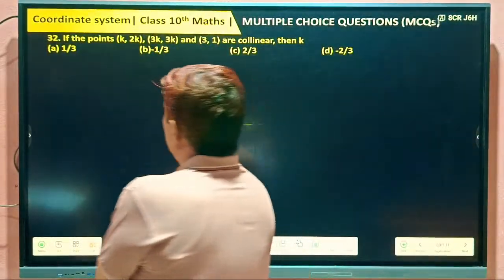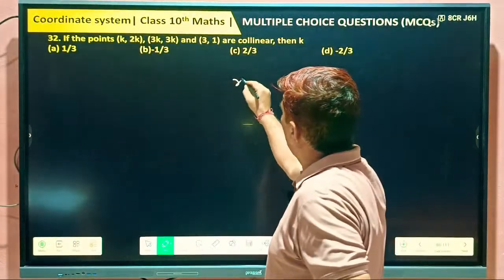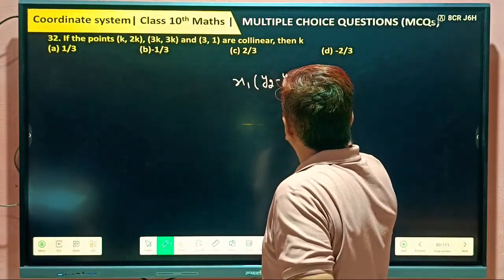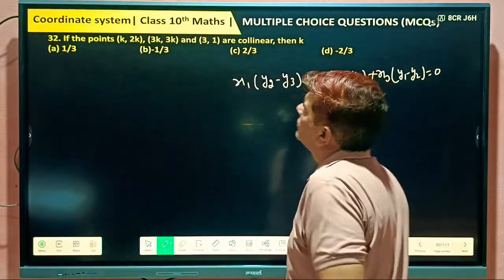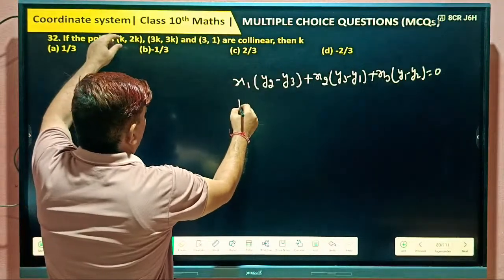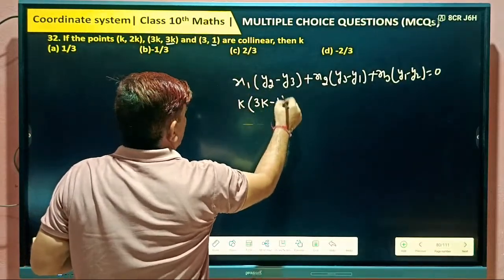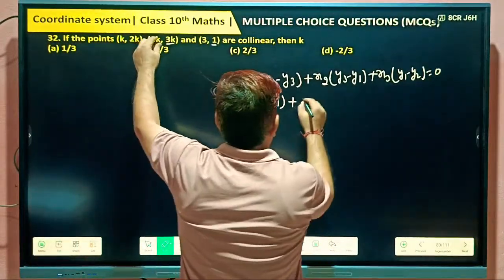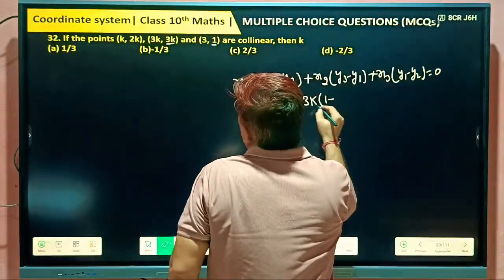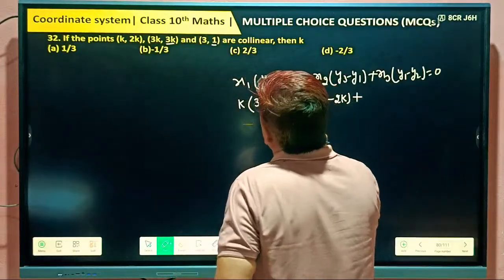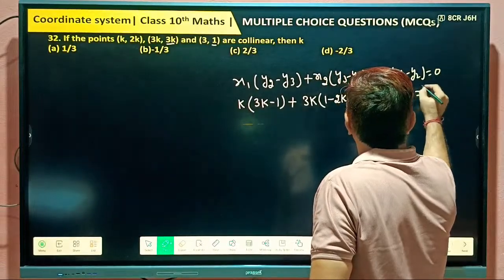Next, question 32. These points are collinear, then find the value of k. Again applying this formula: x1(y2 minus y3) plus x2(y3 minus y1) plus x3(y1 minus y2) equals 0. So here x1 is k, y2 is 3k minus y3 which is 1, plus x2 is 3k, y3 is 1 minus y1 which is 2k, plus x3 is 3, y1 is 2k minus 3k. This is equal to 0.